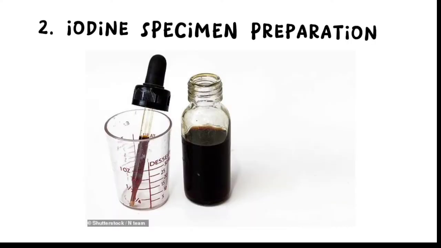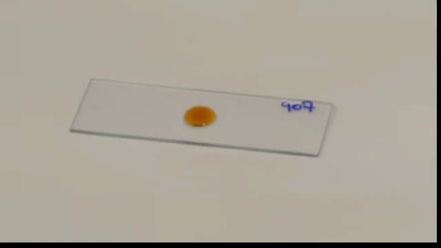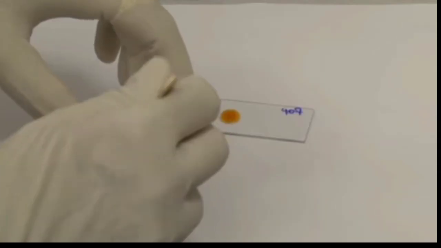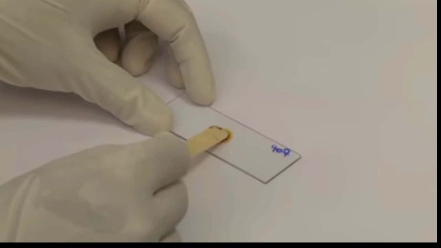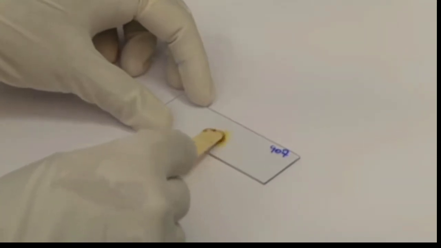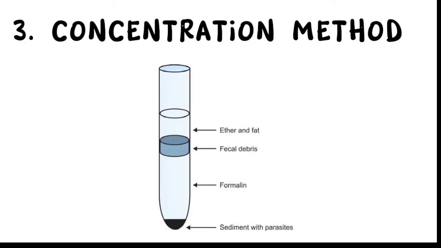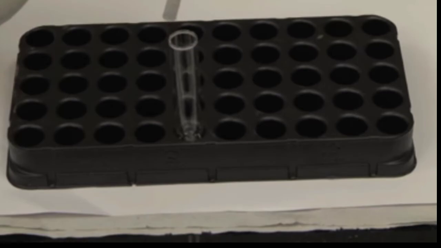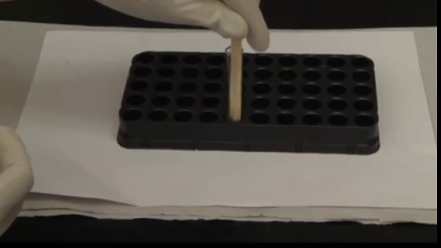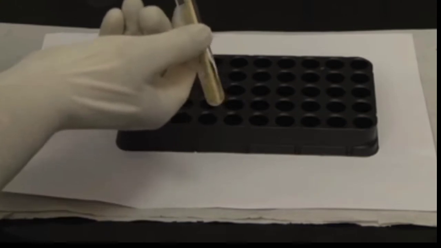Second is by iodine specimen preparation. Iodine wet mounts are made by combining a little amount of stool sample with a drop of Lugol's iodine on a glass slide, covering it with a cover slip. Iodine is a non-specific, fast contrast dye that is used to distinguish parasite cysts from host white blood cells in direct wet mounts of feces. And lastly is by concentration method. Concentration procedures separate parasites from fecal debris and increase the chances of detecting parasitic organisms.